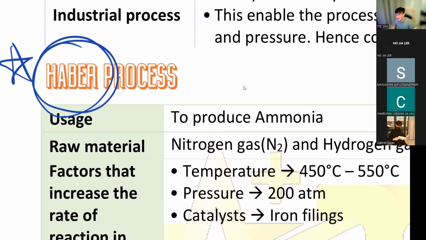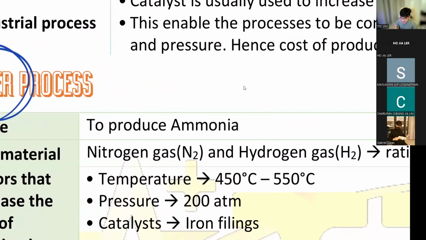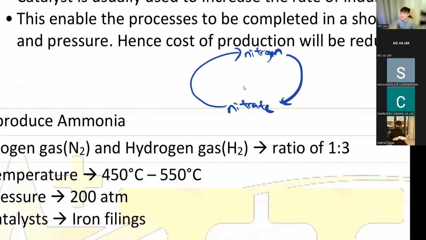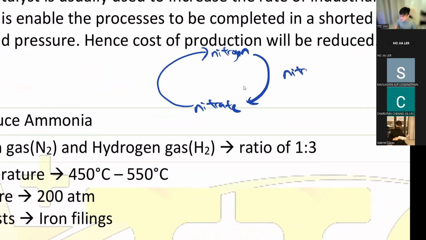What is that cycle called? Remember nitrate, the NO3 in your soil? They will cycle out to become nitrogen. Yes, very good. We call it the nitrogen cycle.